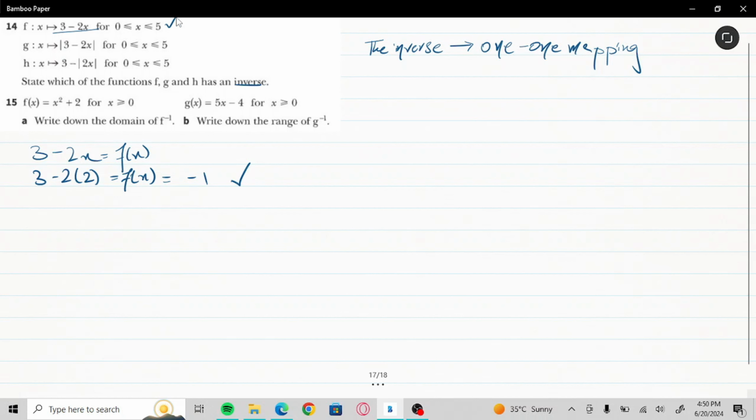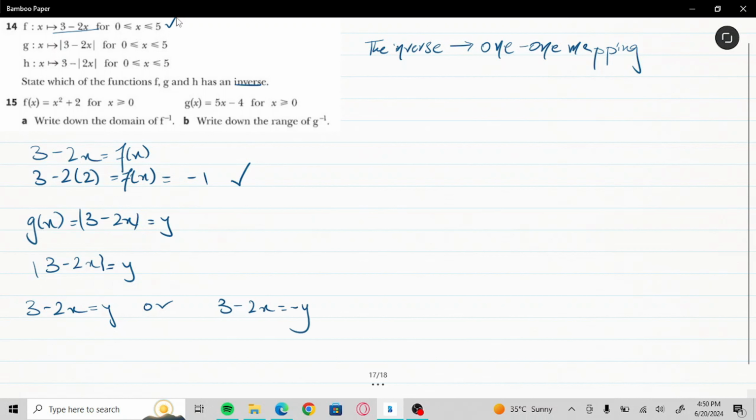So we are going to mark a tick here. For g(x), we have 3 minus 2x in a modulus. However, there's a limitation in this. Whenever we open the modulus, we can assume, for example, this g(x) to be equal to y. So we say 3 minus 2x is equal to y. If you open this, we get 3 minus 2x is equal to y, or 3 minus 2x is equal to negative y. I have explained this method in exercise 1.4, I guess, in which modulus functions are discussed.